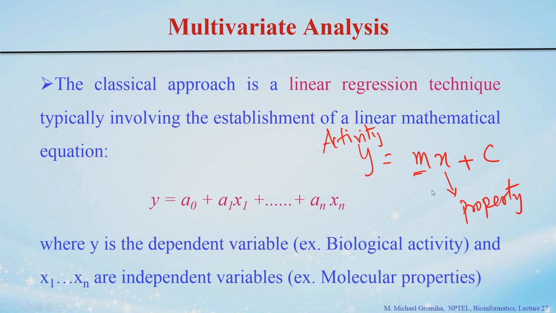If you would like to add more variables, you can develop a multiple regression technique: y equal to a0 plus a1 x1 plus up to an xn. For each compound we get one equation, because we know the activity and all these properties, but only the coefficients we do not know. Then we use the principle of least squares to build this model, get the coefficients, and use them to get the activity of any new compound. You can easily do that with multiple regression.